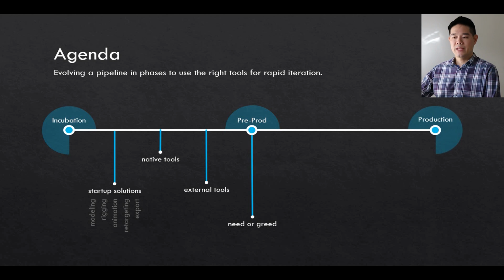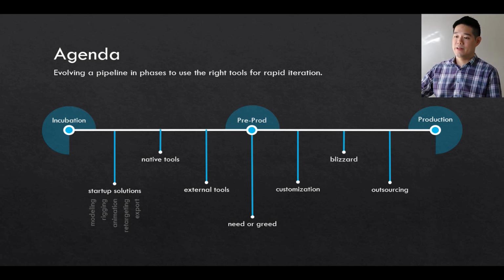Once you define what you need, then we'll go through some examples of how you can customize Maya, and some Blizzard examples that are used for incubation projects. Finally, when you're close to getting to production, you'll maybe consider doing some outsourcing, and here's where we can explore how you can set up packages really fast using some really simple steps in Maya.